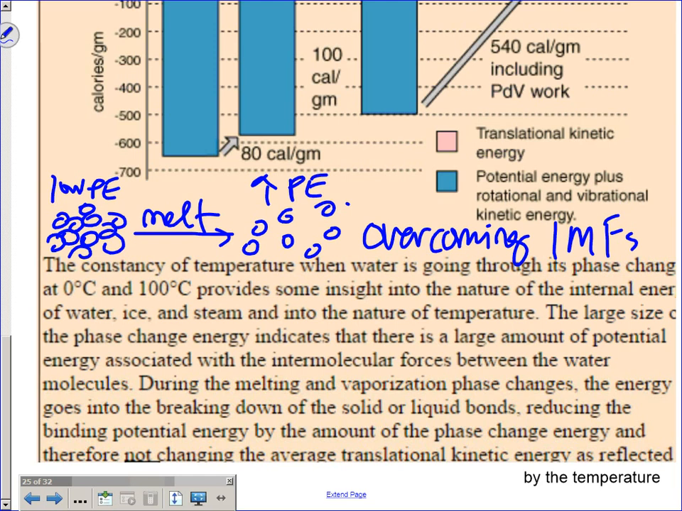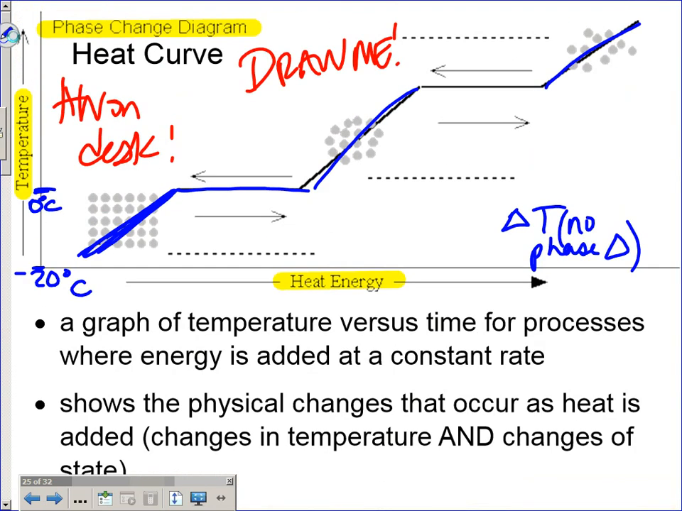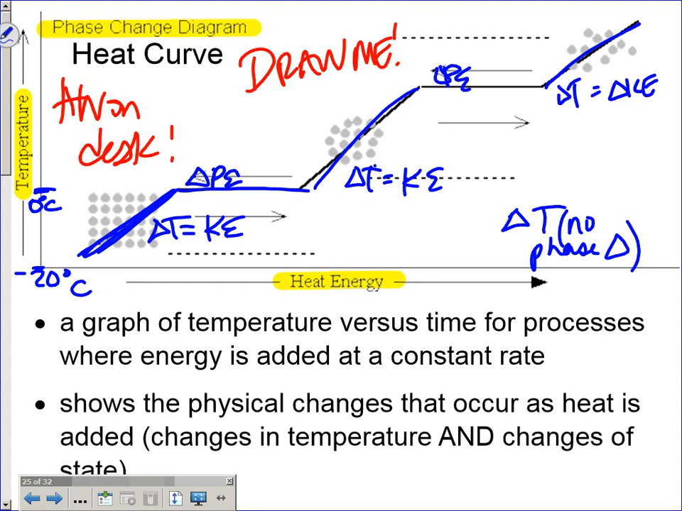So I'm going to relate these terms to the graph that we have here. Here, temperature is changing, so the change in temperature is related to a kinetic energy change. But here, temperature is not changing. What energy is changing here? Potential energy, right? So here, temperature is changing, so kinetic energy is changing. Here, potential energy is changing. Here, temperature is changing, so kinetic energy is changing. Just remember that kinetic energy is related to temperature change.